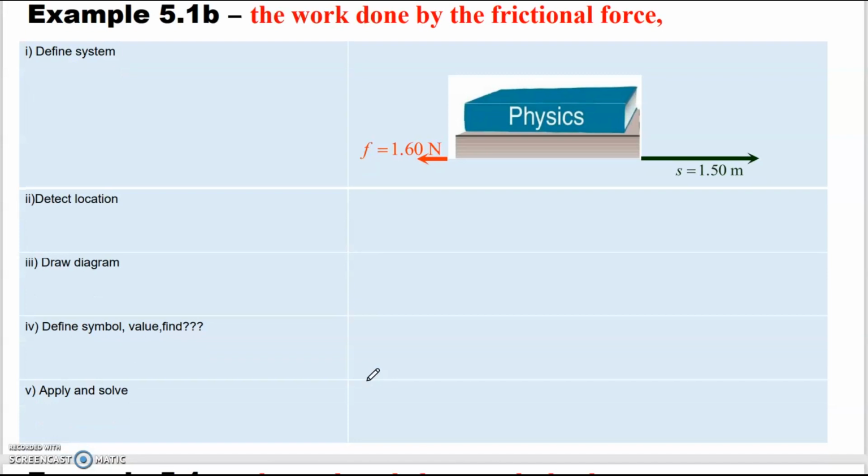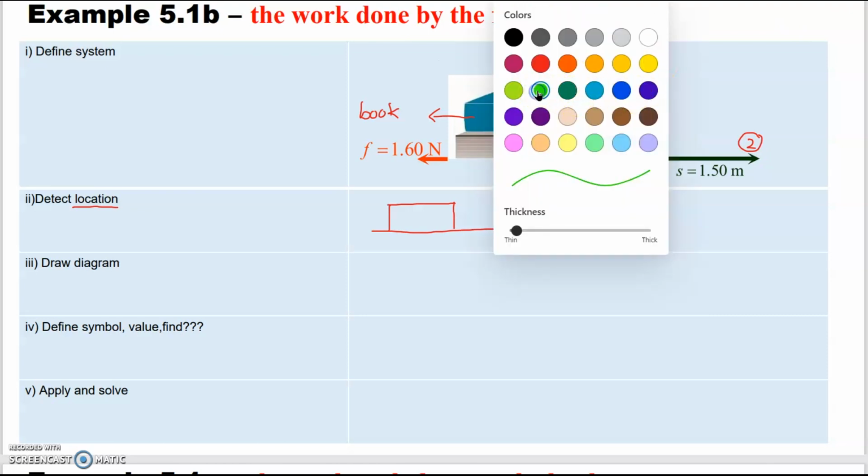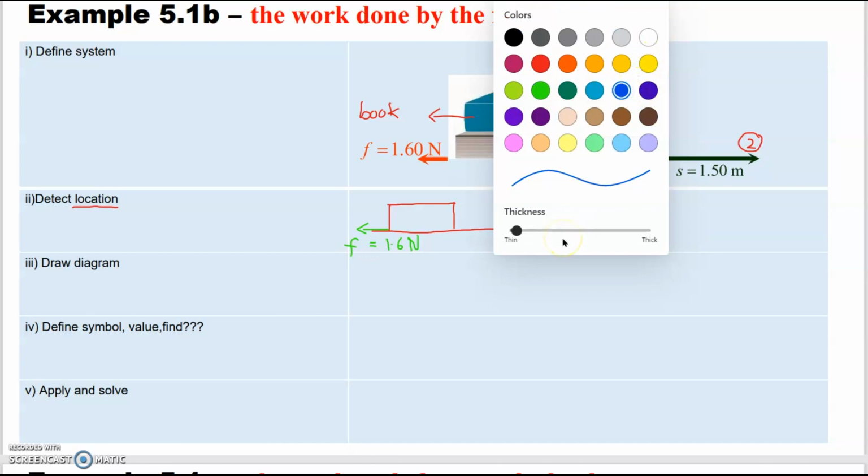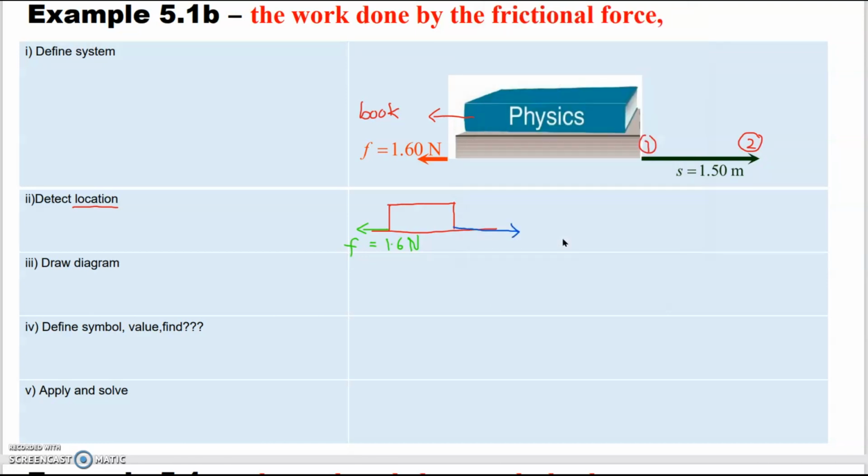Okay, next question. For the work done by the frictional force, again the system is the book. The location is the same, from here until here. So we come out with the diagram. We have the frictional force, 1.6 Newton, and the other one is our displacement, S equal to 1.5 meter.